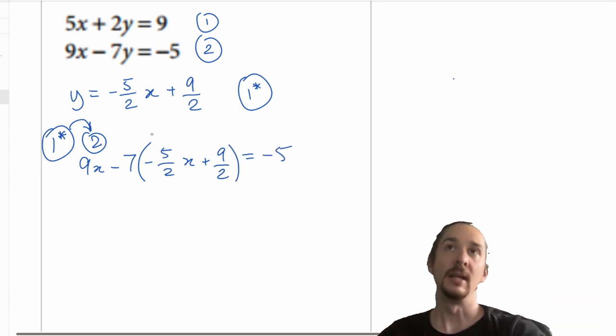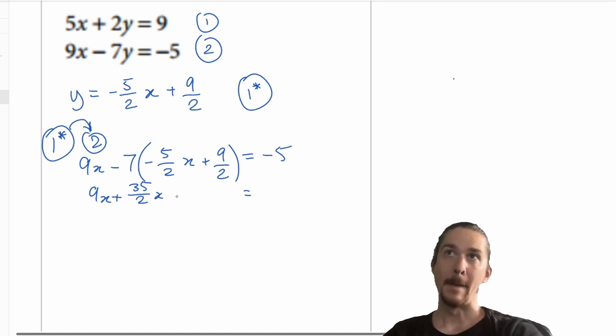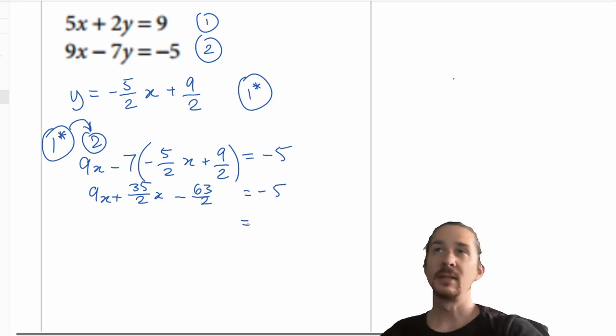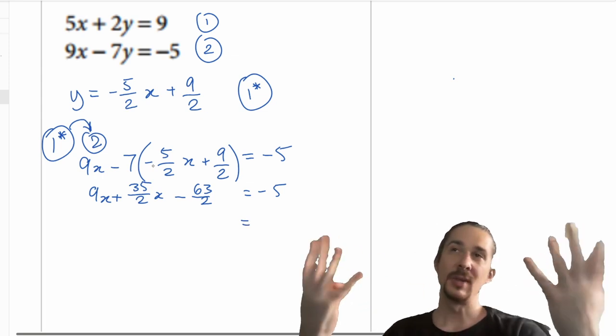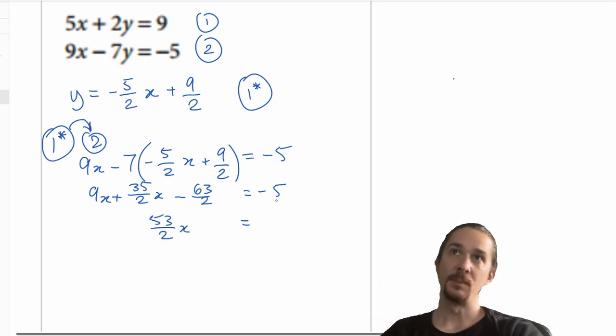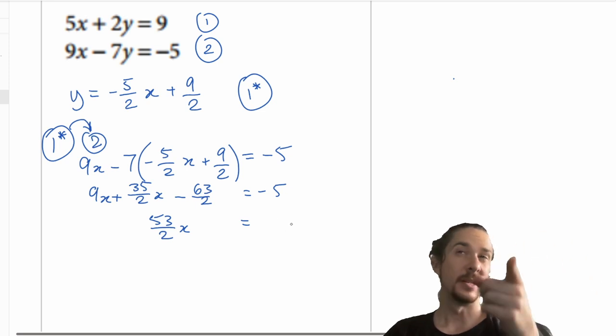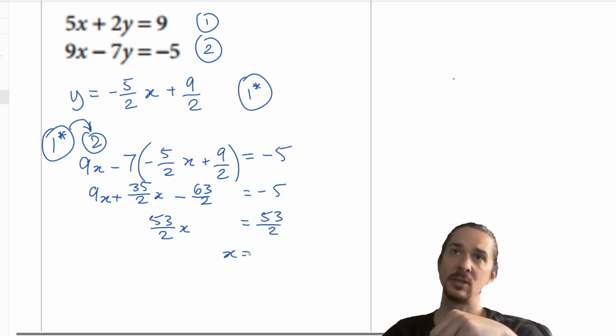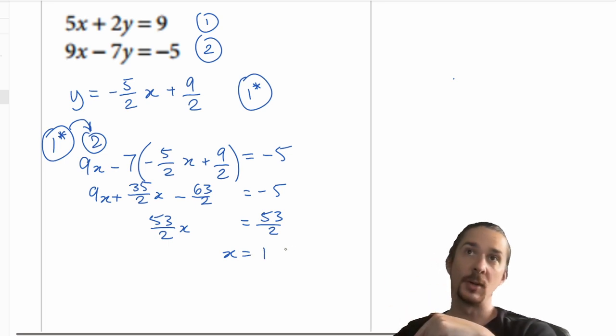So let's start by expanding our brackets and collecting our like terms. We have 9x plus 35 over 2x minus 63 over 2. That is equal to negative 5. Okay, so 9x, if we had that over 2, that would be 18 over 2. So if we add that to 35 over 2, that becomes 53 over 2. Now, if 5 was over 2, it would be 10. So when we add 63 halves to negative 10 halves, we're going to get 53 halves. Ooh, and this is nice. That just means x is equal to 1, which I'm going to call our equation 3.